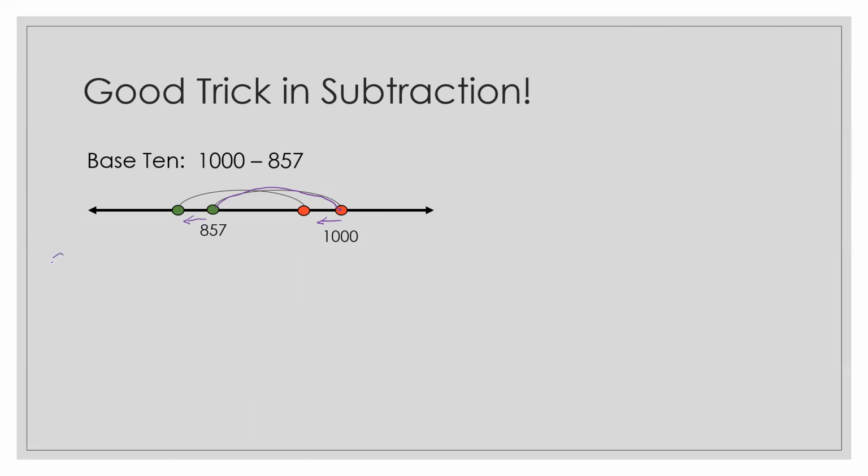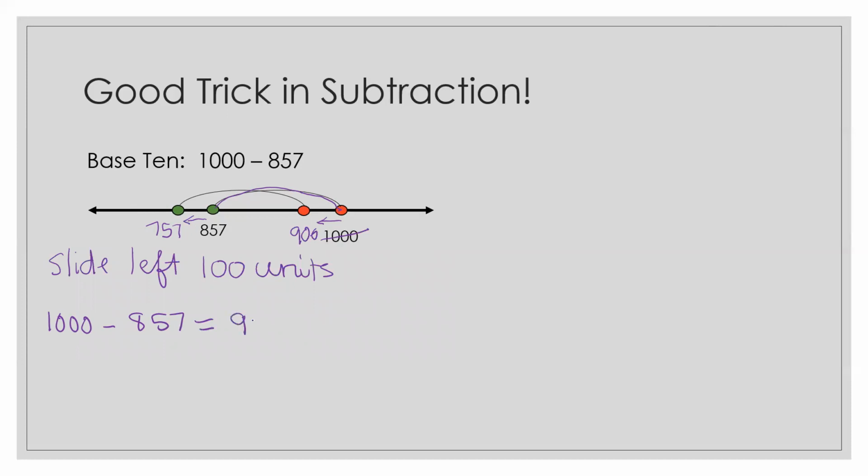Okay, so I'm going to slide left. Let's say I slide left like 100 units. Okay, where will that get me? That gets me 900. The new red dot is at 900. The new green dot is at 757. So what I would say here is 1,000 minus 857 is the same distance as 900 minus 757.